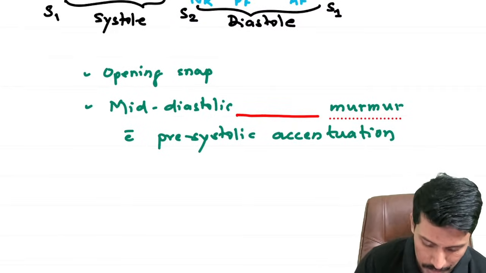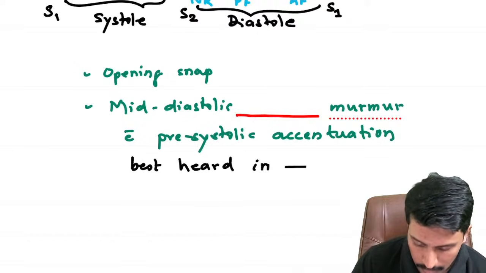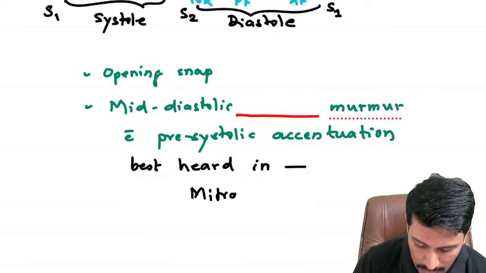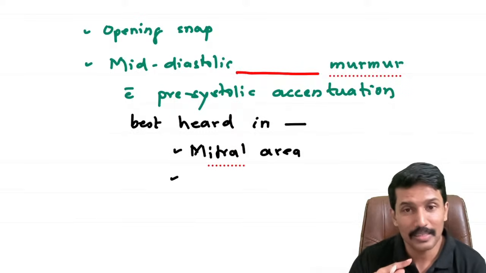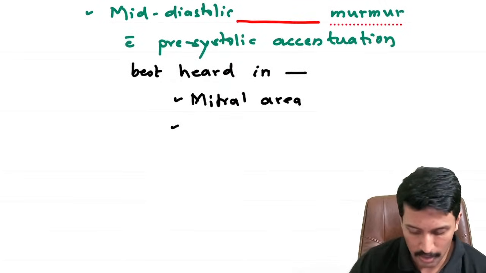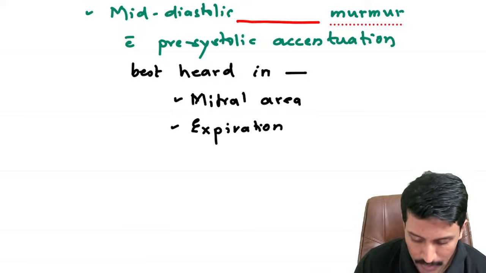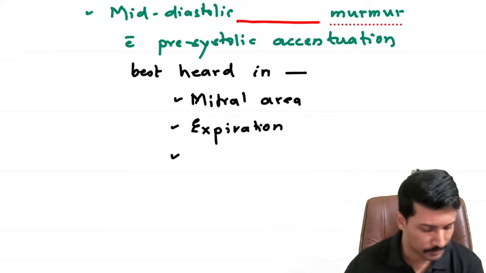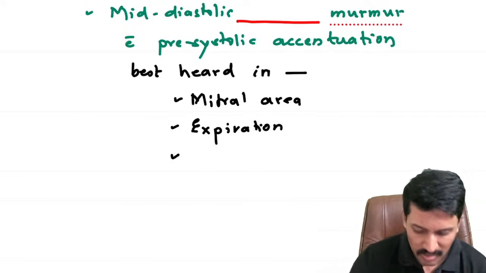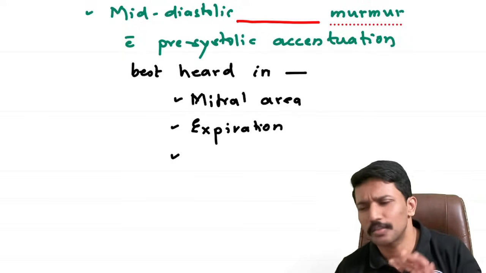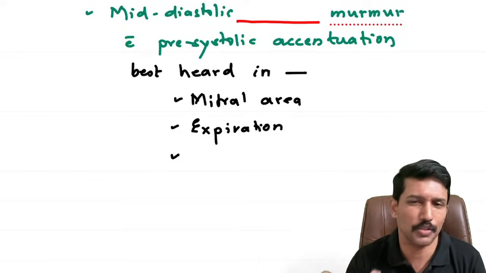pre-systolic accentuation. Best heard in mitral area. Where is mitral area located? Can anybody tell me where is mitral area located? And because it is a left-sided heart pathology, it is best heard in breath held in expiration. And what should be the position of the patient? We generally don't use the term crescendo here. It's not wrong to use it, but traditionally what has been called is pre-systolic accentuation. Accentuation also means increase.